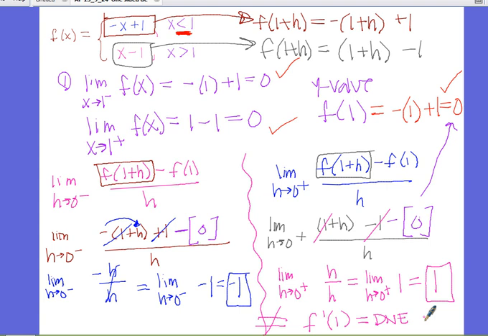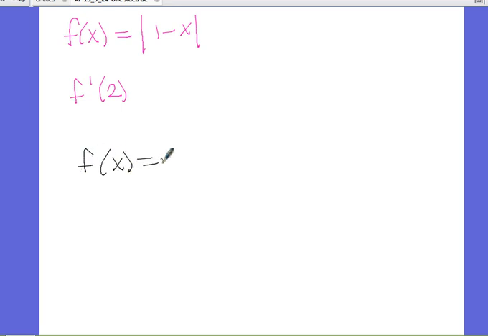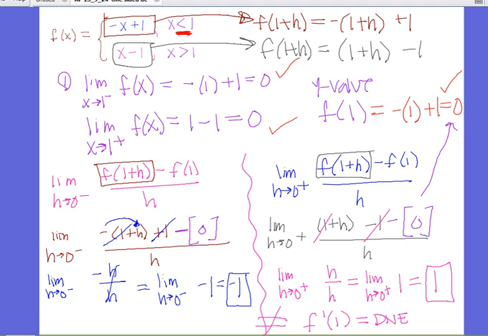What's nice about the absolute value functions, you know already what the answer is. Now if I asked you what the derivative is for x equal to 2, let's say, well, f of x was equal to 1 minus x. And if I ask you to find f prime of 2, you do not need to do a one-sided derivative. Why not? Because, remember, f of x is equal to, and I'm going to go back and copy it over, there it is, this guy.